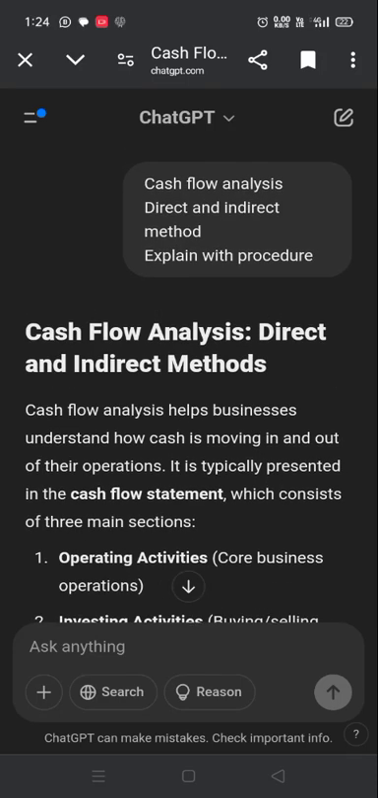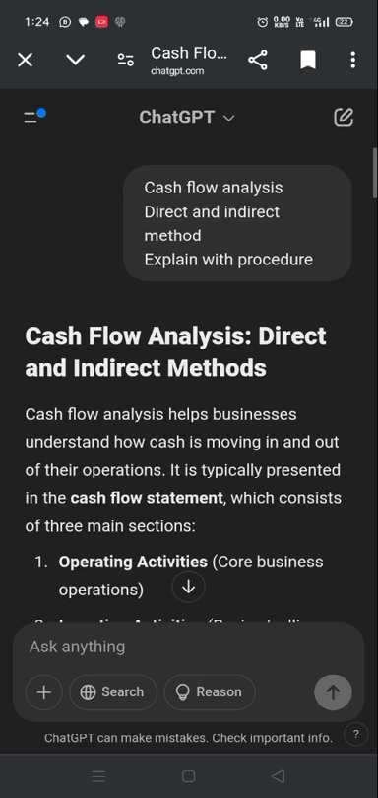Cash flow analysis, direct and indirect method. Generally, cash flow analysis is of two types, or we can say cash flow analysis is done by using two methods. One is your direct method, another is your indirect method.